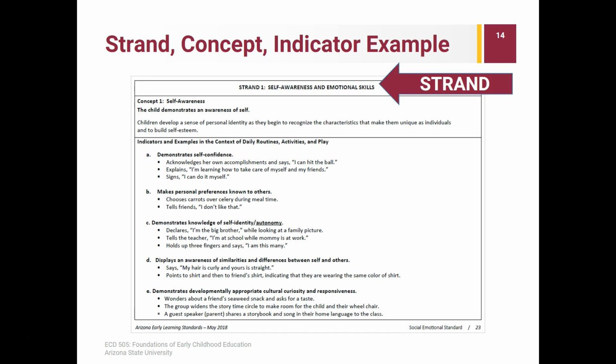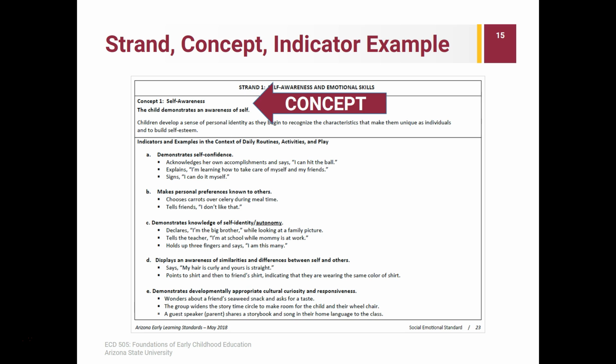Here is an example of what the pages of the Arizona Early Learning Standards look like. This page is from the Social Emotional Standards. The top of the page lists the strand. In this example, the strand is titled Knowledge of Self. Underneath each strand are several concepts. This example shows the concept self-awareness and includes a description of this concept.